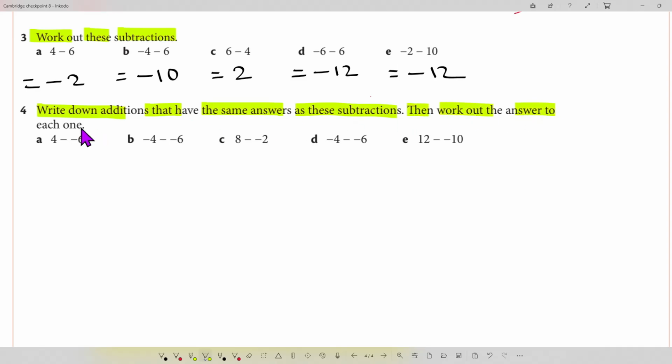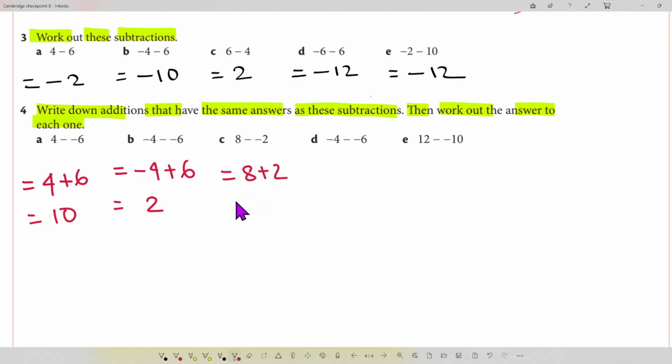Number 4. Write down additions that have the same answer as these subtractions, then work out the answer to each one. Look, it's a very important thing. First, here is 4 minus minus 6. So very simple, these minus and minus finally become plus, then 6, answer is 10. Same, minus 4, minus and minus become plus 6, minus 4 plus 6 will be plus 2. 8 minus minus, so 8 plus 2 is 10.